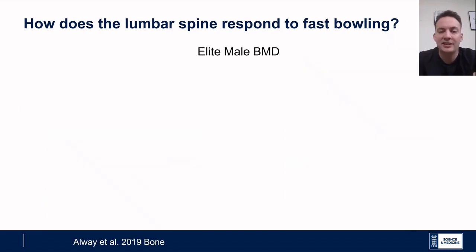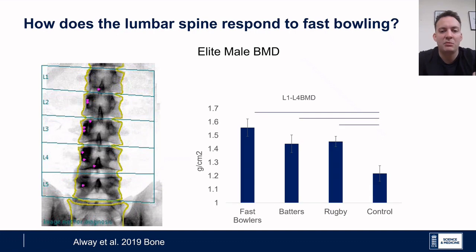And what we found in our elite men is that the fast bowlers have high bone mineral density in their lumbar spine, much greater than the controls and nearly significantly greater than the batters and the rugby players. And we found a mean Z score in our fast bowlers of about 2.5, which means that they're 2.5 standard deviations above what is normal for their age and their race. So, okay, we got some really strong bones here.